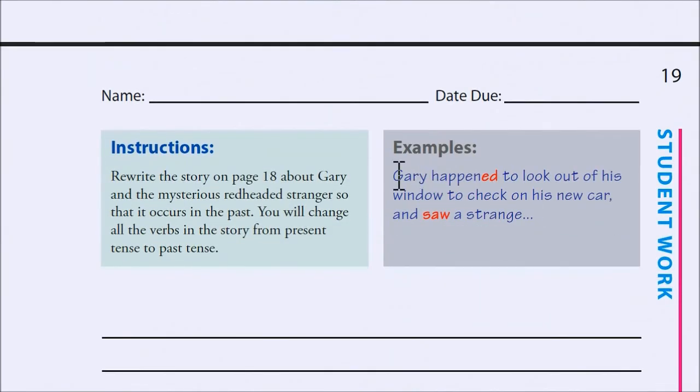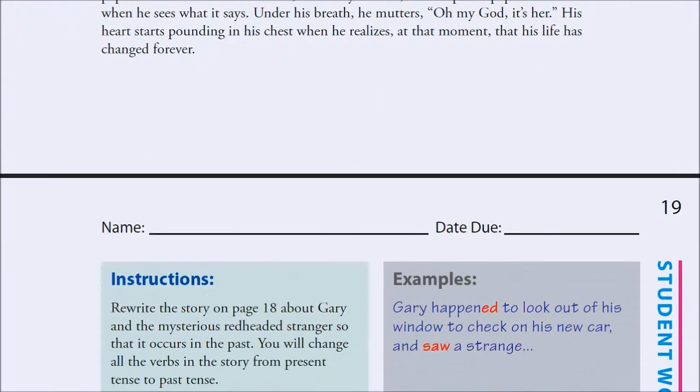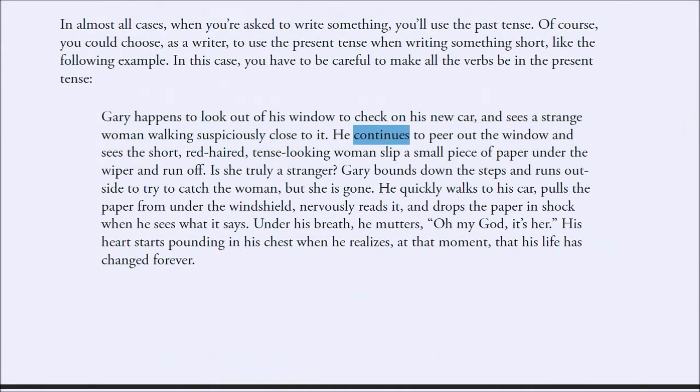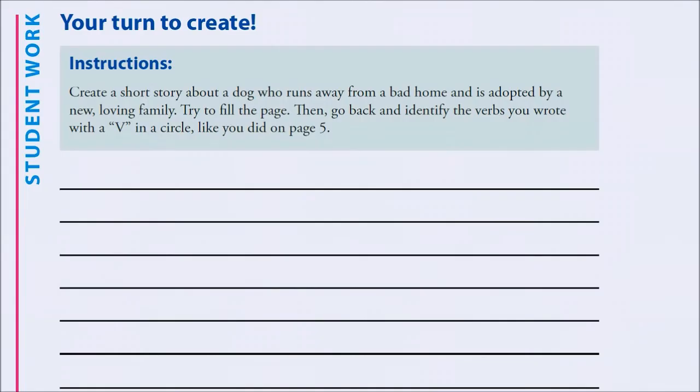So you see, here's an example. "Gary happened to look out his window and saw," because it said sees, and so you're going to change it to saw. And once you've changed this story from the present tense to the past, and you rewrote it on your homework, when you do that correctly, you know that you are an expert on verb tense.